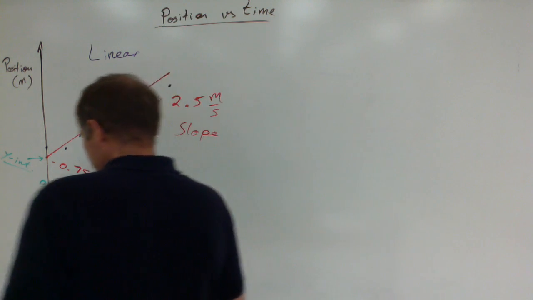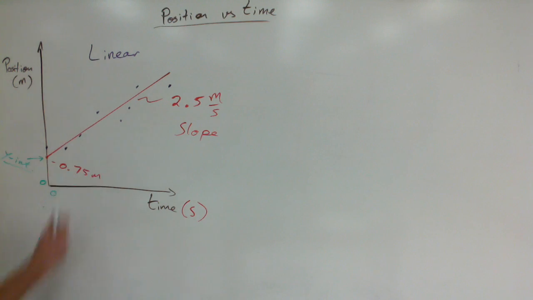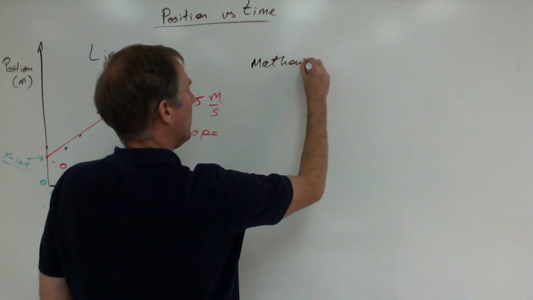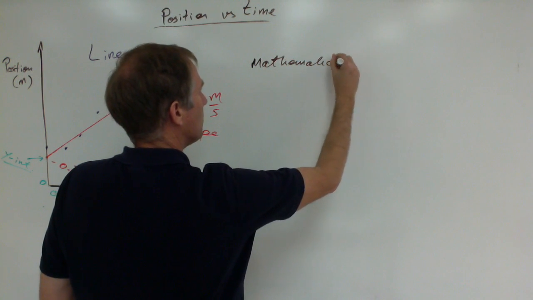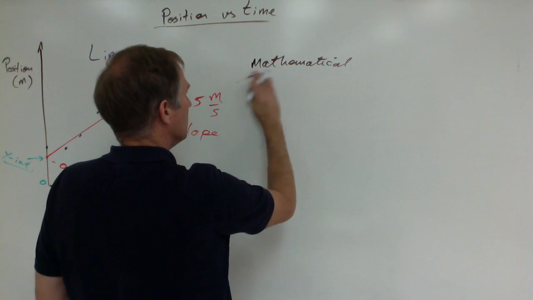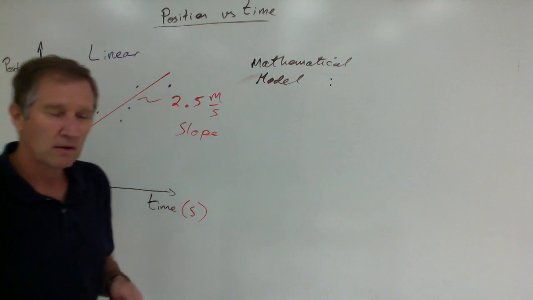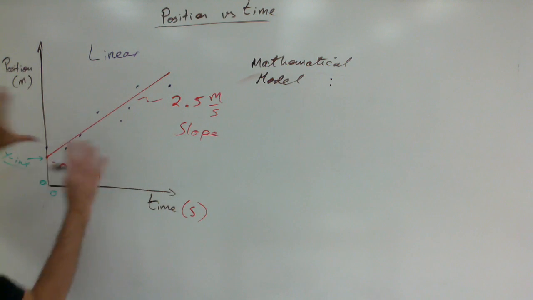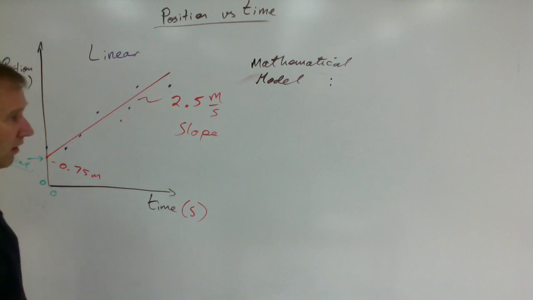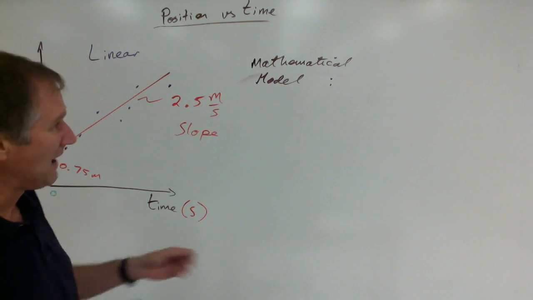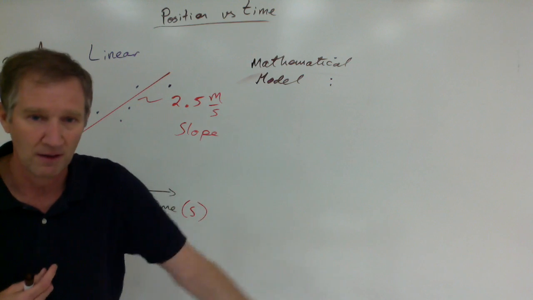Now, I would call that a graphical model of the motion of your car. What about the mathematical model? People have the greatest trouble with mathematical models. They struggle with this all year long. A mathematical model is the equation that represents the motion of your car. It is a mathematical model of the motion of the object you investigated.